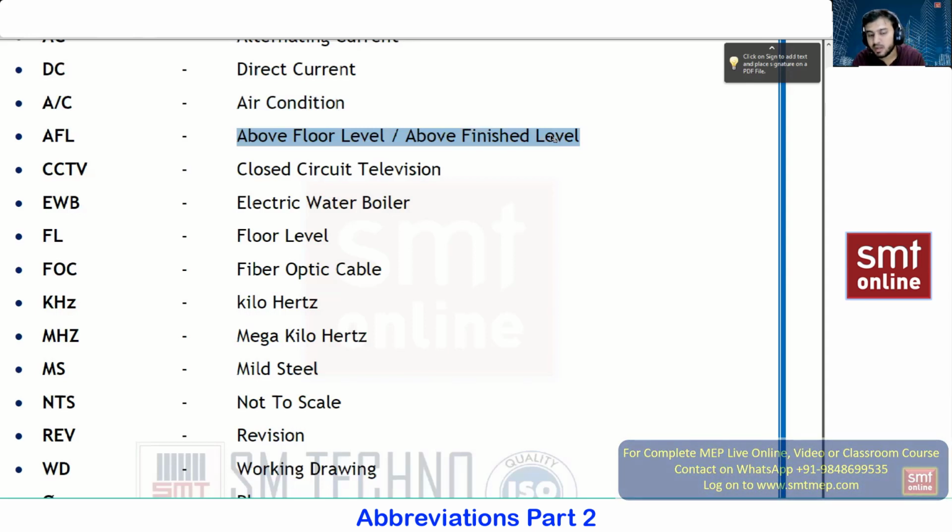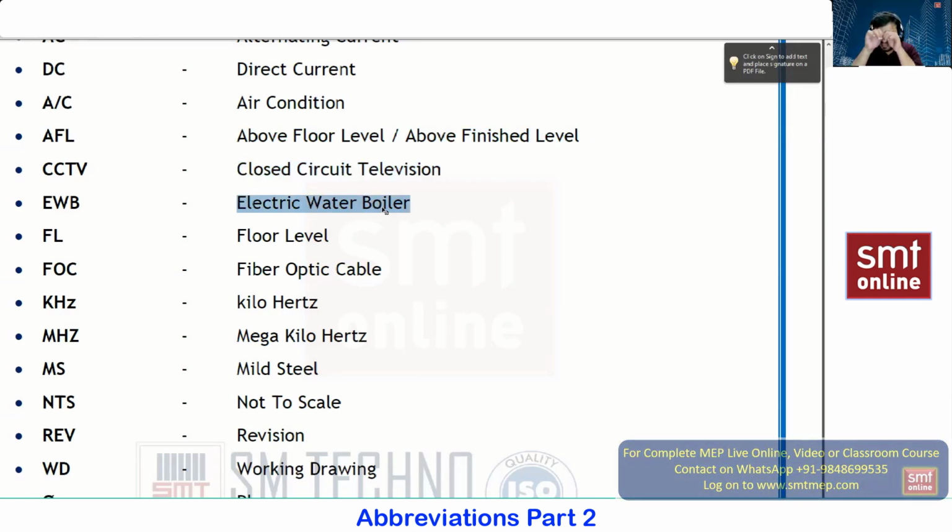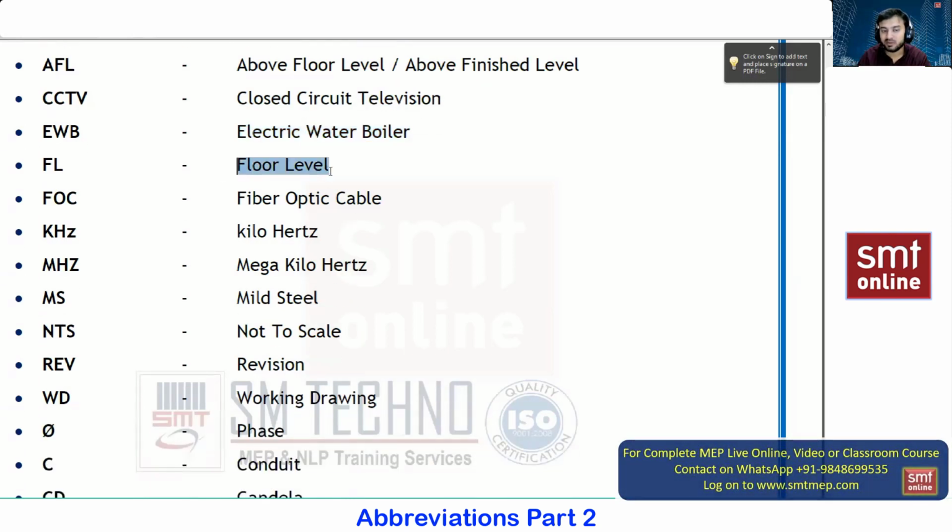Whenever you're going to mount anything like a light or a fan or a junction board, you should know all these values, then only you can mark the levels in a very proper way. The marking will be very accurate in all the different areas or rooms. Again, CCTV, closed circuit television, for surveillance. EWB, electric water boiler, on the top of the roof, especially, which is connected by means of solar panels. FL is floor level. For the mounting heights, the architects will provide you this value.